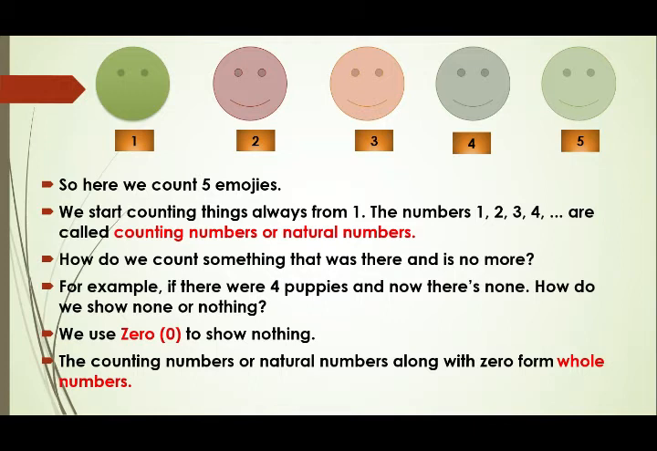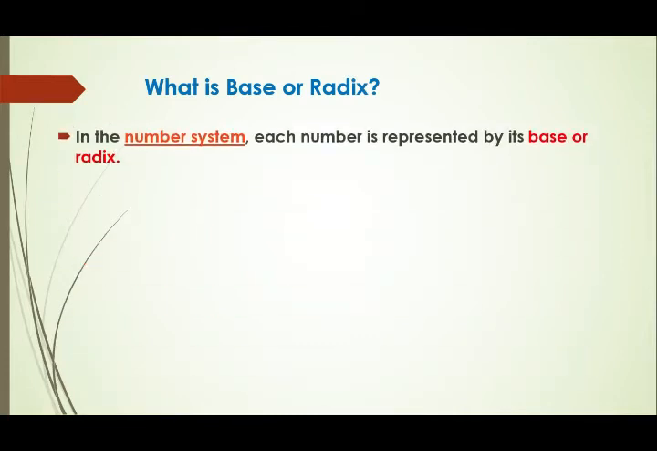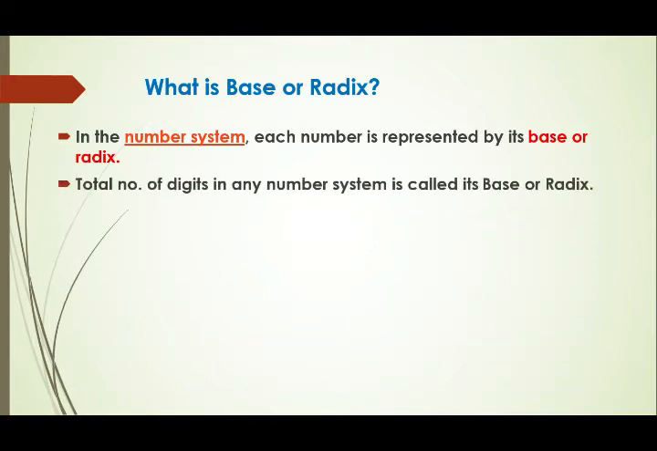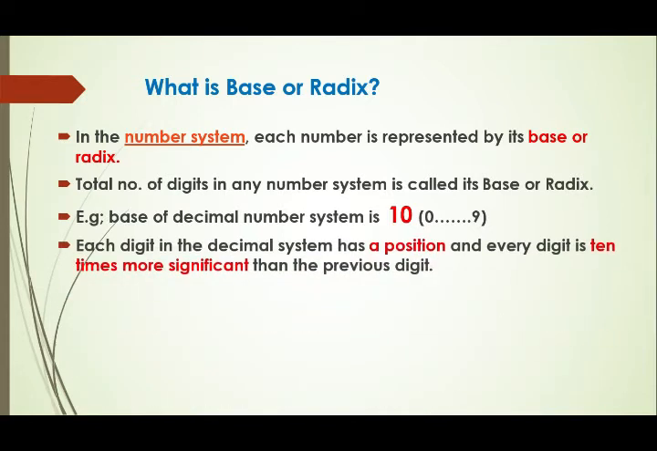In the number system, each number is represented by its base or radix. The total number of digits in any number system is called its base or radix. That means in the decimal number system we have total 0 to 9, meaning 10 digits. So the base of the decimal number system is 10, right?